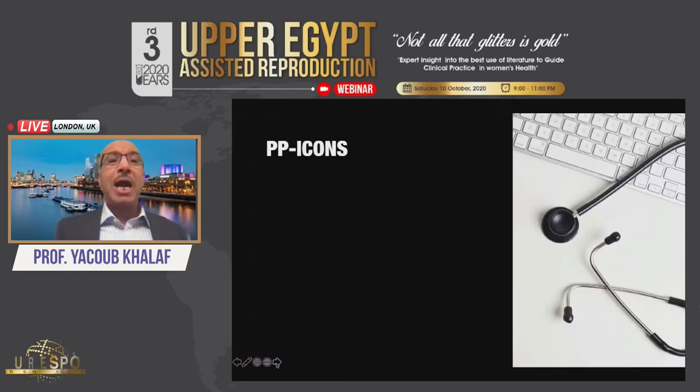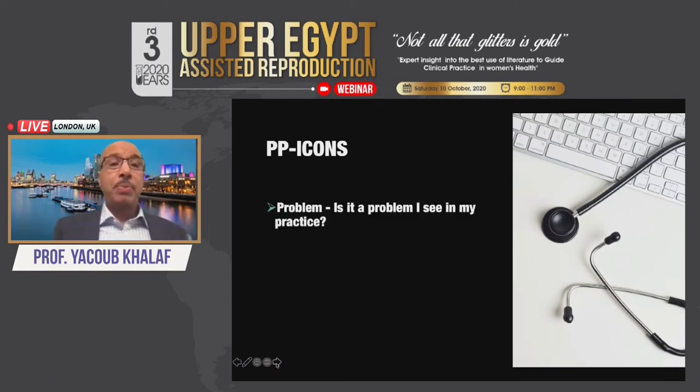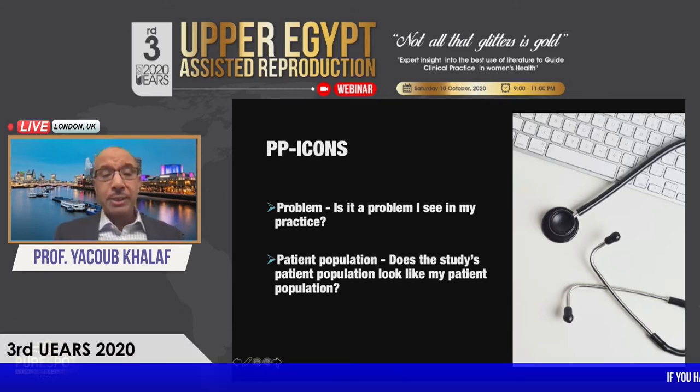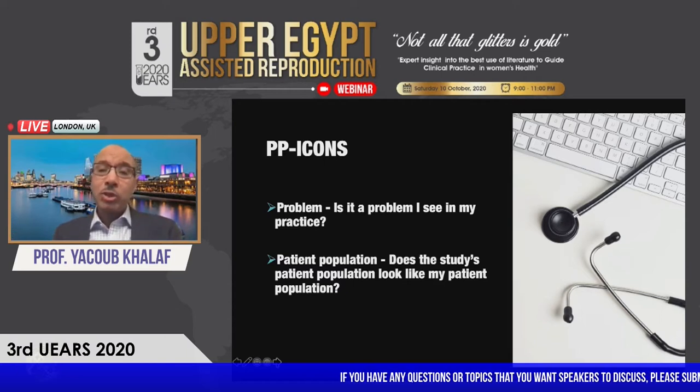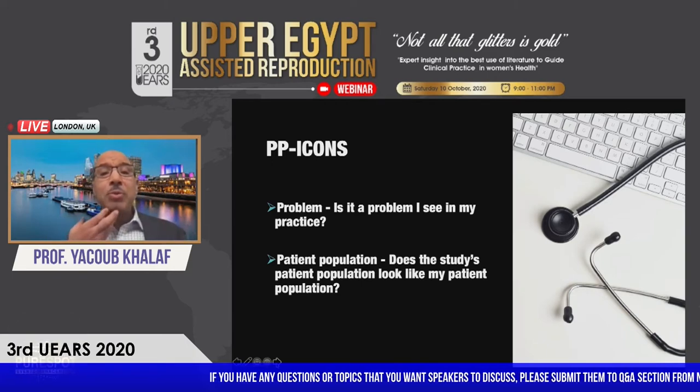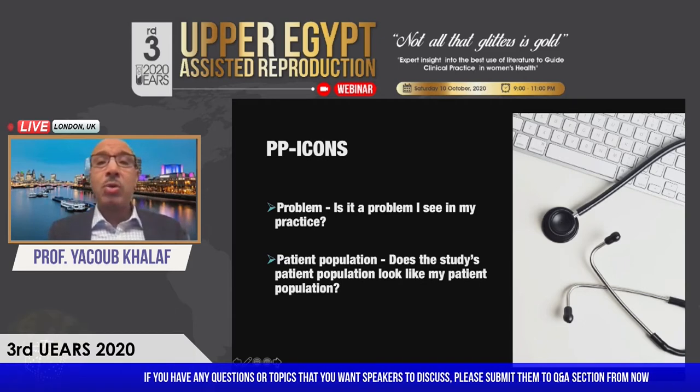There is an acronym called PICOS, and the first P is to look at the problem. Is it a problem I see in my practice? If it's not, you are really going theoretical and patients will not benefit. The patient population: does this study's patient population look like my patient population? I'll give you an idea. Sometimes you find studies that looked at patients who have high ovarian reserve, when all you are seeing are previous failures and those with very reduced ovarian reserve, so it may not apply. Patients with high BMI in your setting, where this study was conducted on hand-picked patients with a BMI of 20, 21. Does the study patient population look like my patient? That is exactly the point that one needs to look at.